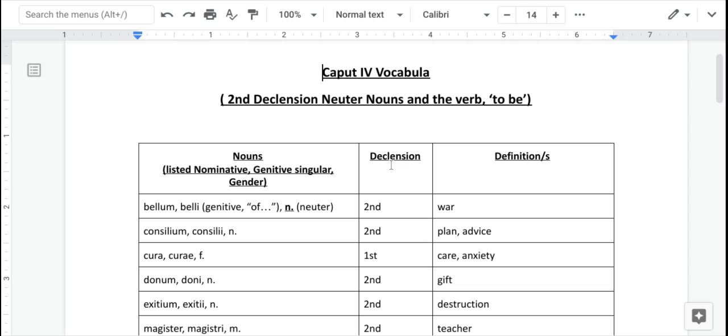Today, guys, we're going to finish up this vocab list. So we're on chapter 4. These are the Roman numerals for the number 4. And in this chapter, we're introducing second declension neuter nouns. We've already met second declension masculine nouns, and the second declension has a variation with the neuter gender. We're also going to take a look at the verb to be in this chapter. But today, we're just going to wrap up the vocab list.